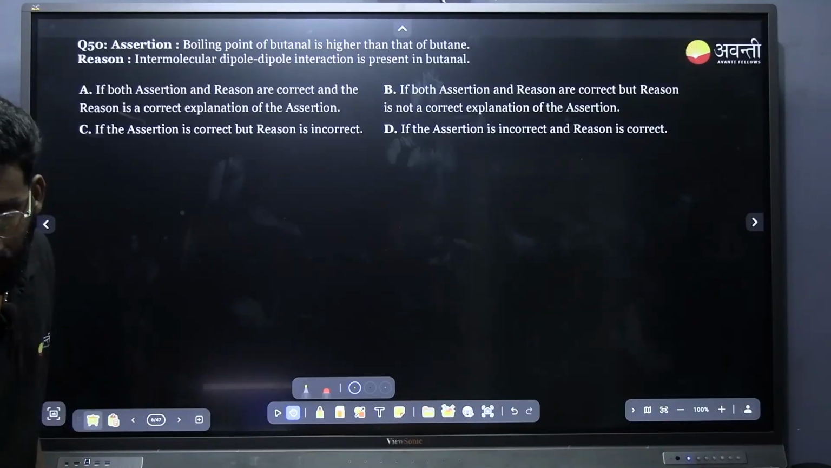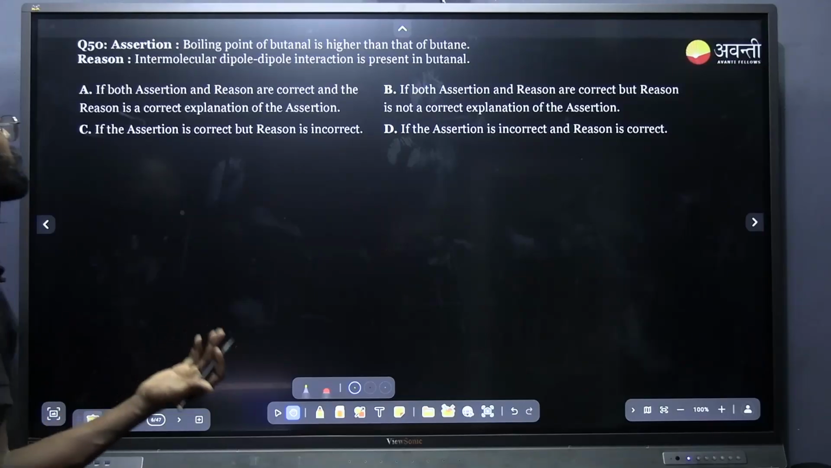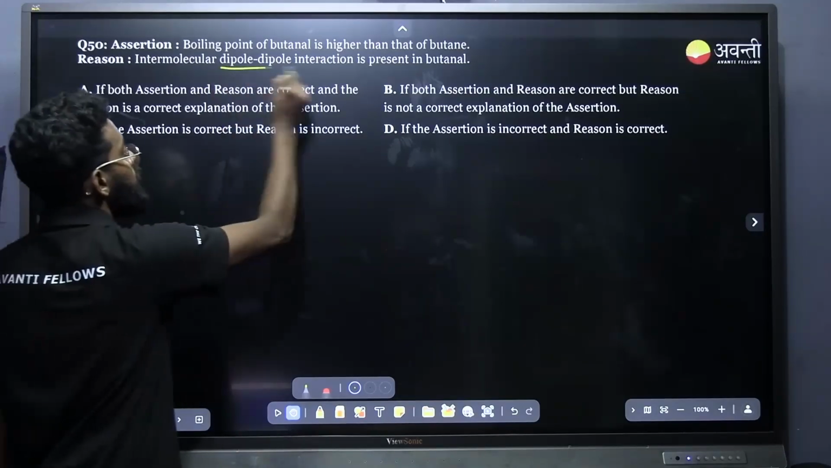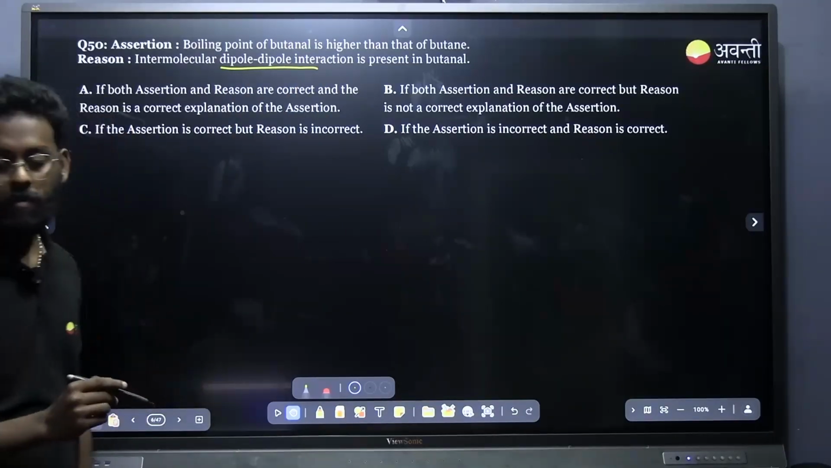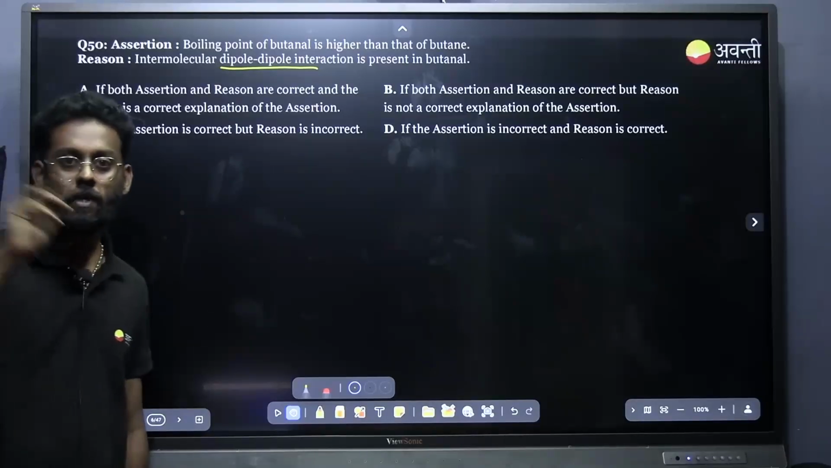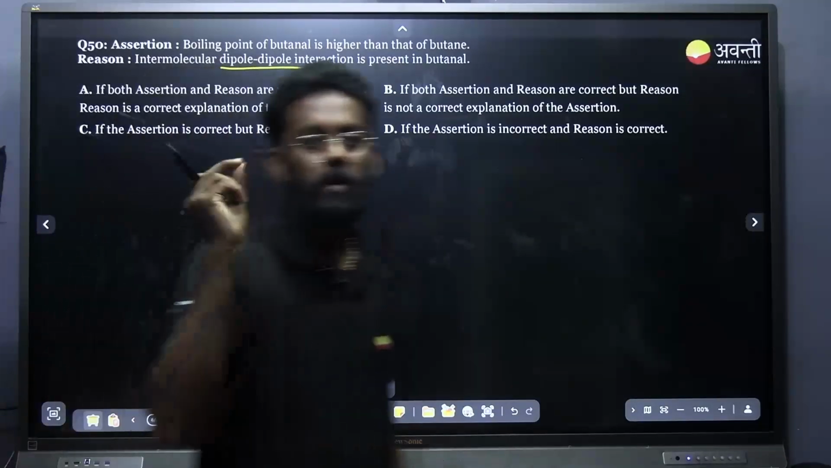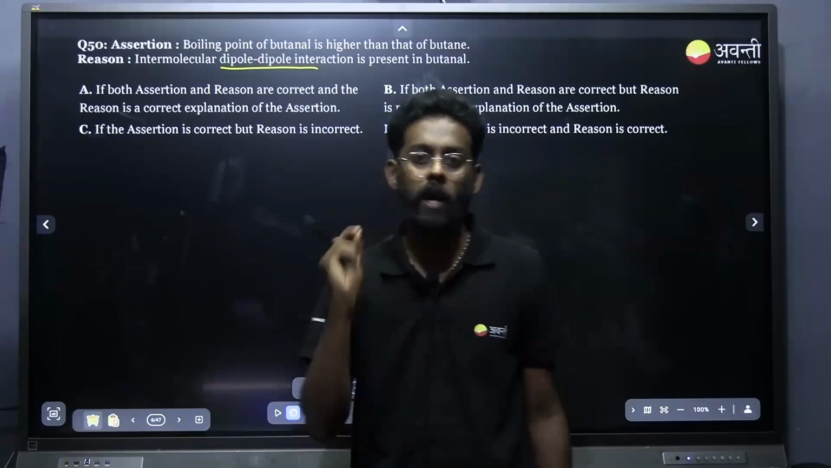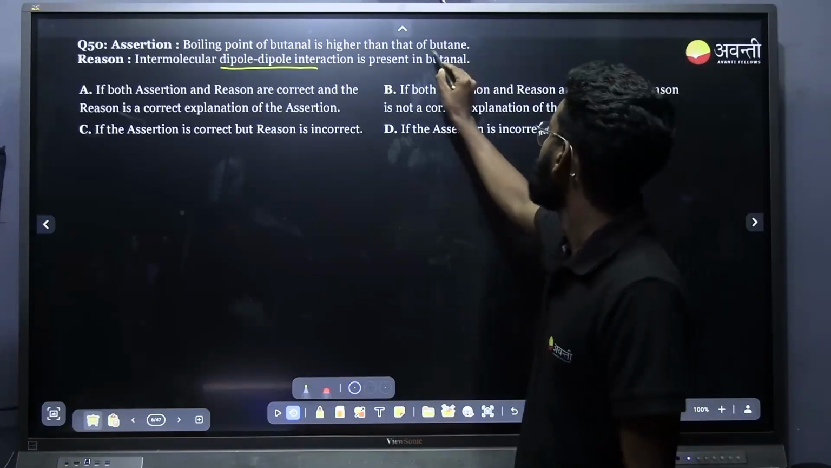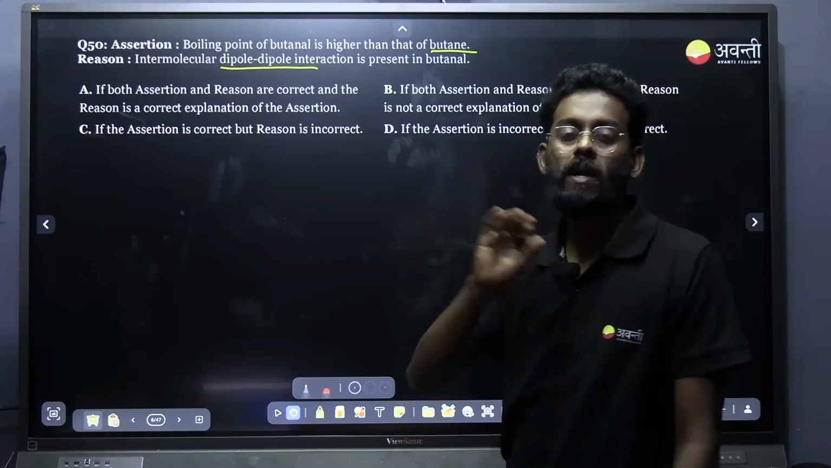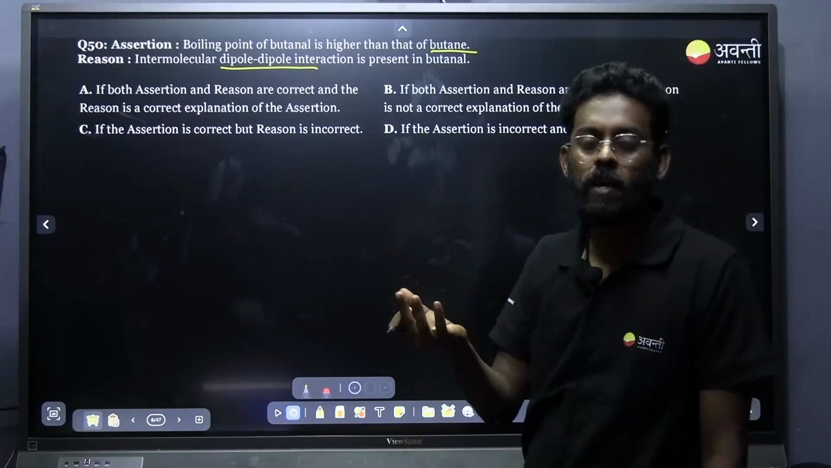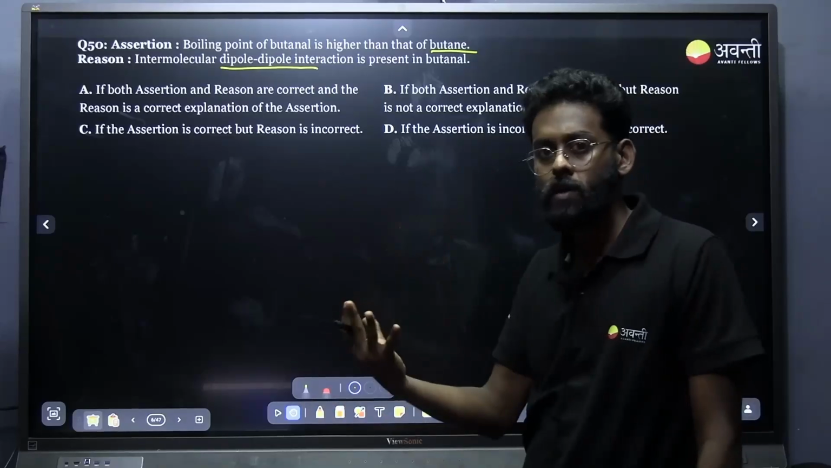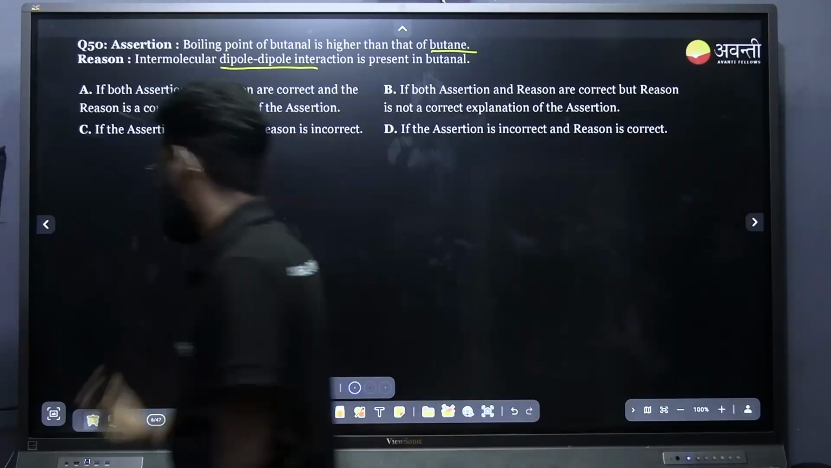What is the reason? Reason everyone knows. In aldehyde, we know that there is a dipole-dipole interaction. C=O is a dipole, and there is a dipole-dipole interaction. Due to that dipole-dipole interaction, the boiling point will be higher. And in the case of alkane or butane, there is only weak van der Waals force of attraction. Because of that, the boiling point will be lesser.